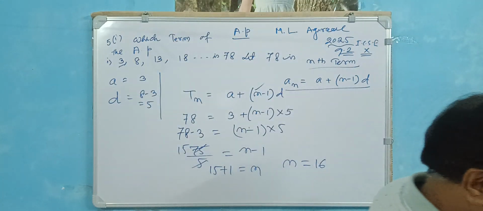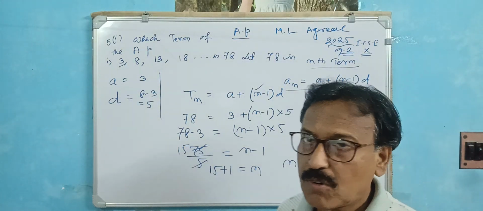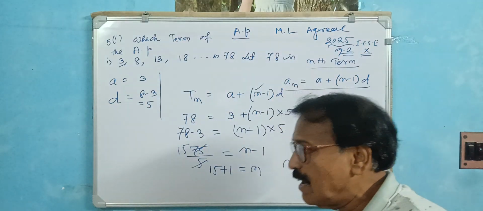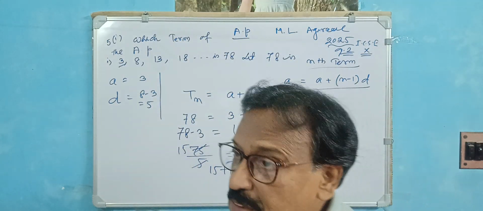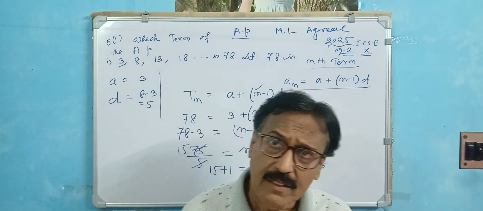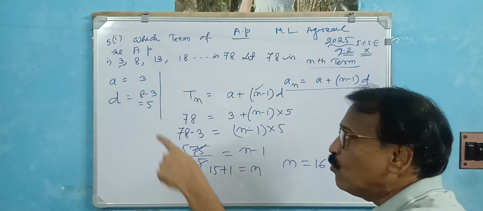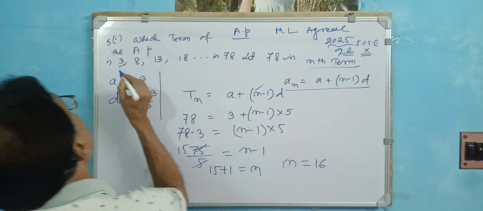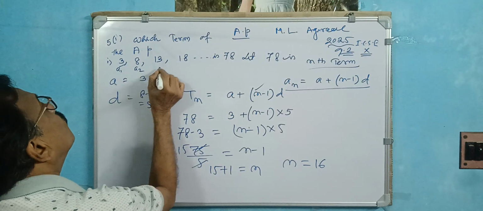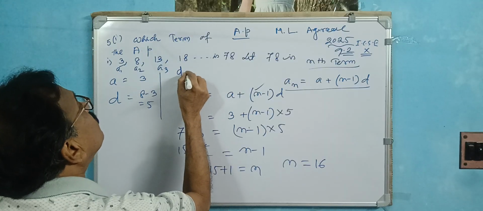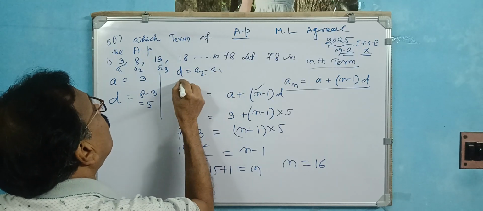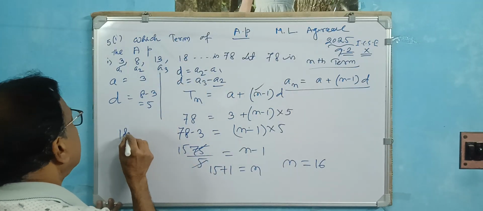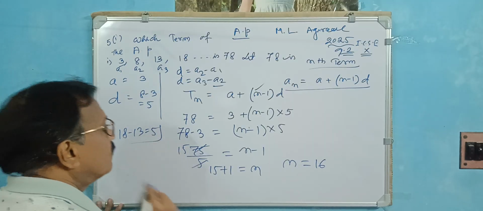Very easy, you just grip the AP. What is the concept of AP? The main thing in solving the sum is gripping the concept. Don't panic, see the sum. This is an AP, so first you find out the first term. This is A1, this is A2, this is A3. D is A2 minus A1, or A3 minus A2, the same. Actually 18 minus 13 is also 5.